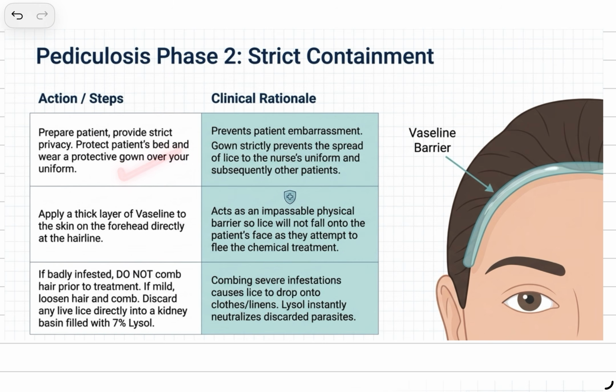Prepare the patient, same as before. A thick layer of Vaseline should be applied. Before that, we need to protect the patient's bed and wear the protective gown. The protective gown also we need to provide for the patient. Clear?